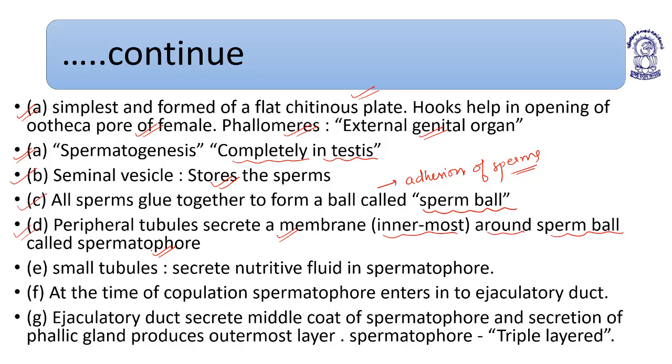This is known as the spermatophore. Small tubules secrete a nutritive fluid in the spermatophore. So the peripheral tubules secrete the innermost layer around the sperm ball called the spermatophore, and the small tubules secrete a nutritive fluid in it. At the time of copulation, the spermatophore enters into the ejaculatory duct.